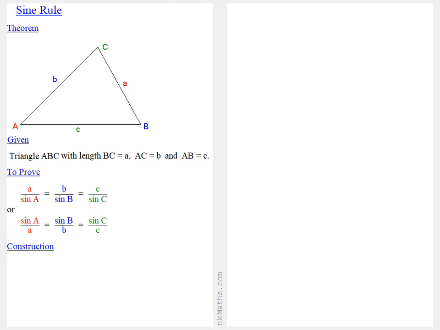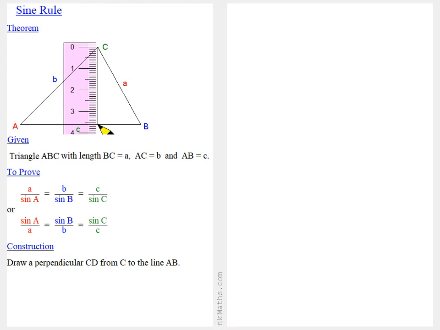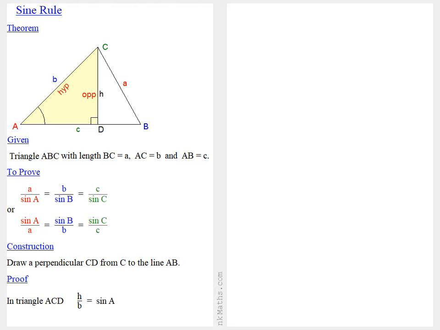Now, to prove this, we need to draw a construction. We draw a line from C perpendicular to the line AB to meet AB at D. Now, we label the length CD as h. So to prove it, if we look at the triangle ACD and consider angle A, we have the opposite over the hypotenuse is the sine of the angle. So h over b is equal to the sine of A. In other words, h is equal to b sine A.